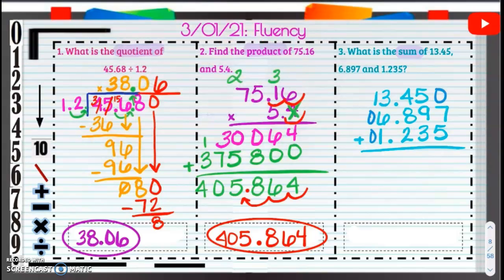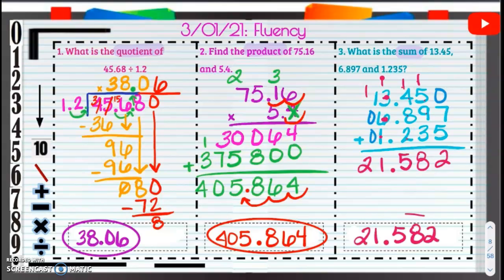Now let's add. 7 plus 5 is going to be 12. 9 plus 1 is 10, plus 5 is 15, 16, 17, 18. 8 plus 2 is 10, plus 4 is 14, 1 is 15. Drop that decimal, drop it like it's hot. 6, 7, 8, 9, 10, 11, 1 and 2. So I got 21 and 582 thousandths.